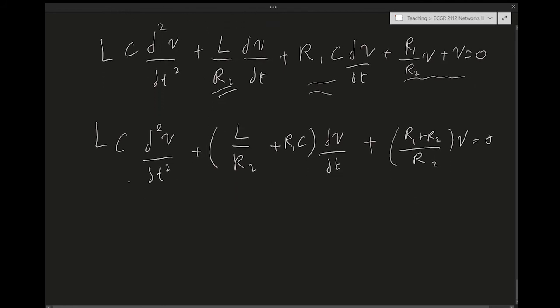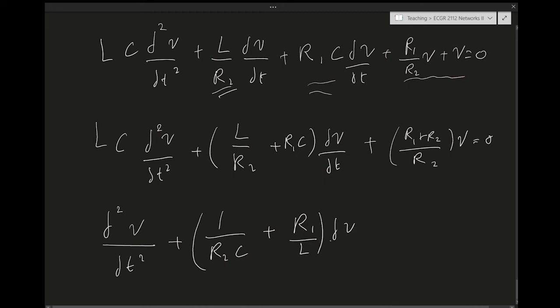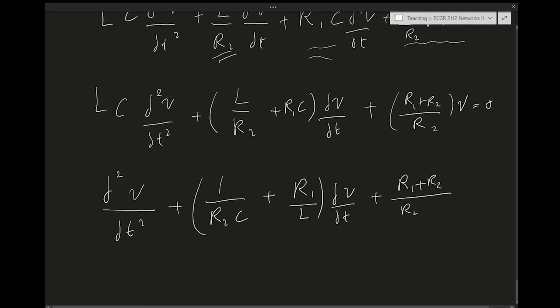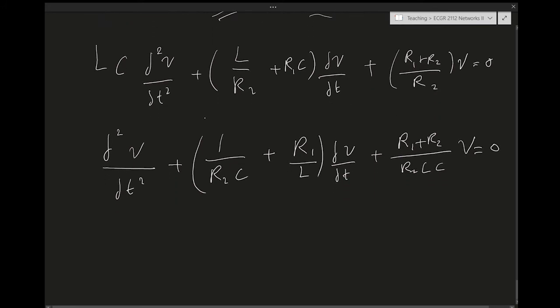Okay, and I can divide everything by LC to get the second order differential equation in the normalized form, where the coefficient of the highest order is 1. So I end up with d squared V over dt squared plus, I'm dividing by LC, so I end up with 1 over R2C plus R1 over L dV by dt plus R1 plus R2 over R2 LC V equals 0. Okay, and this is the differential equation.